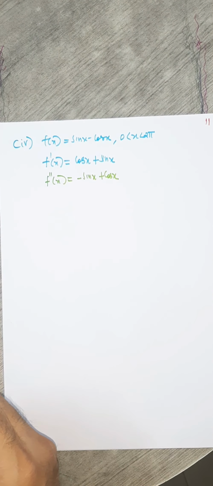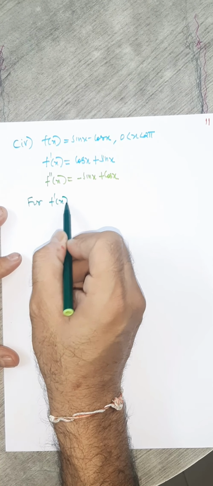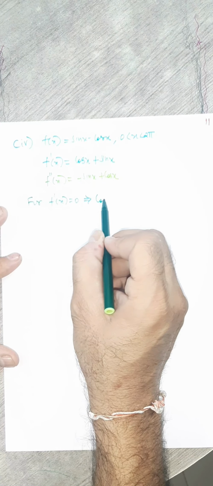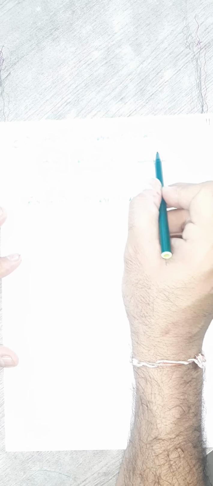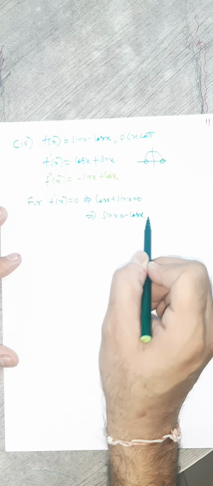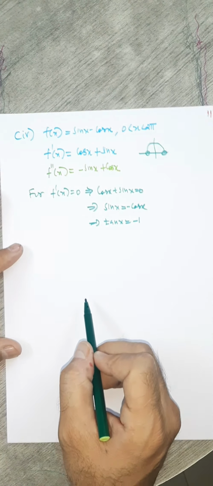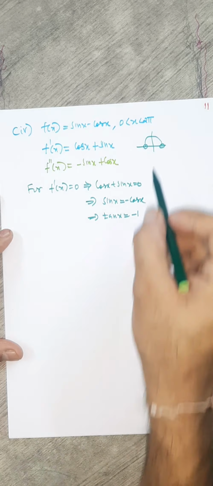Now for turning points, we put the first order derivative equals to 0. So for f dash x equals to 0, it implies you have cos x plus sine x equals to 0. So sin x equals to minus cos x. That means you have here tan x equals to minus 1 indirectly. Fine. I'm sorry, not 0 to pi, 0 to 2 pi, that means 1 complete rotation.